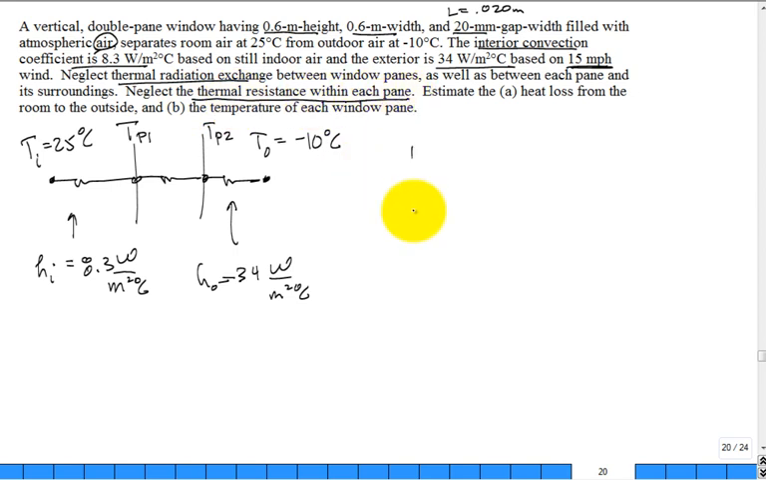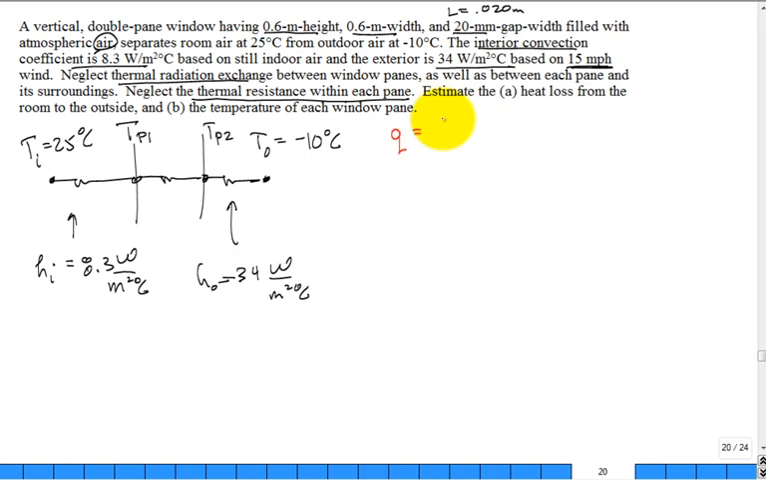So I know the glass has this side and that side, but just say they're one temperature. Neglect the conduction resistance through each little window pane itself. Makes life easy. Estimate the heat loss from the room to the outside. I want to calculate that Q.